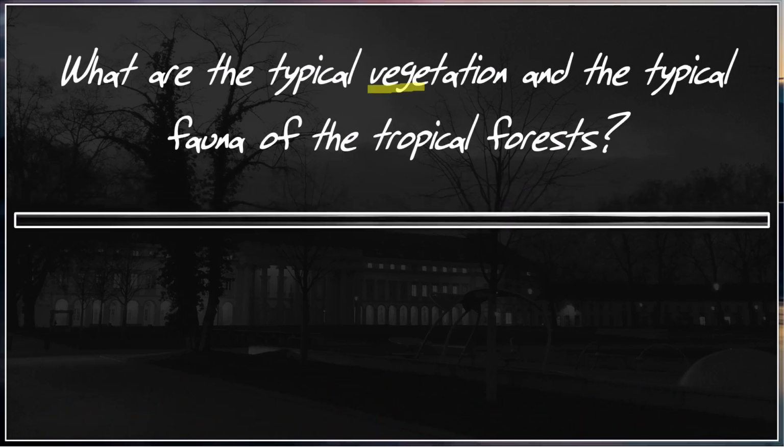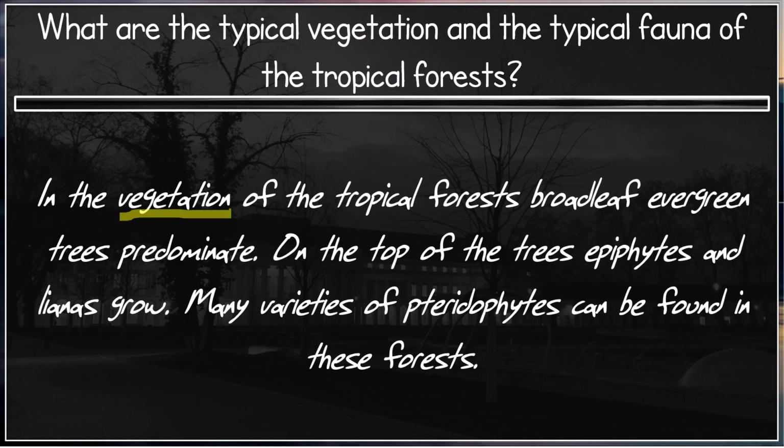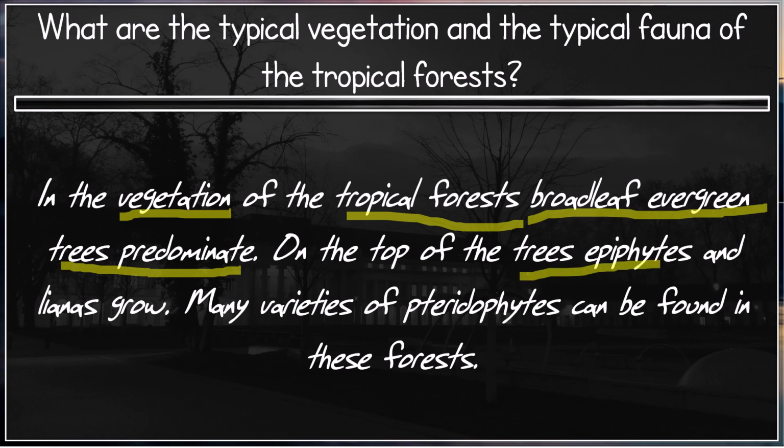What are the typical vegetation and typical fauna of the tropical forests? In the vegetation of tropical forests, broadleaf evergreen trees predominate. On top of the trees, epiphytes and lianas grow. Many varieties of pteridophytes can be found in these forests.